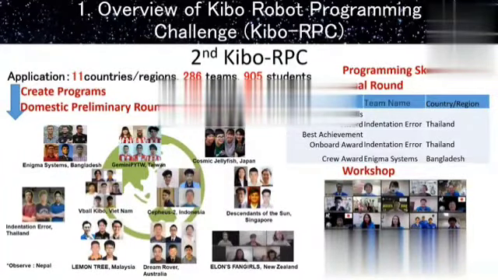286 teams from 11 countries and regions, totaling 905 people, participated. As in the first Kibo-RPC, the participants created programs and participated in the preliminary round. Only the teams that won first place in the preliminary rounds participated in the next programming skills round, which was to determine the winning team in the simulation environment.